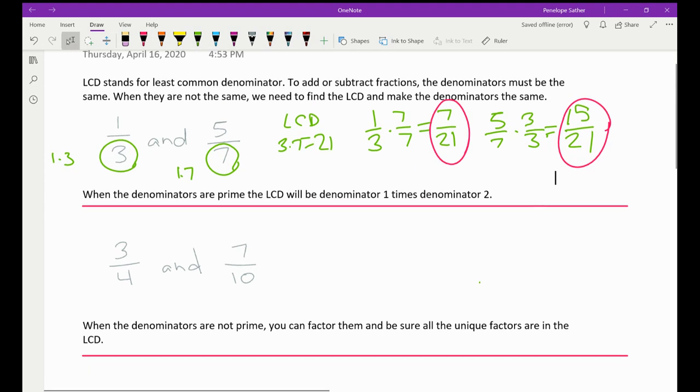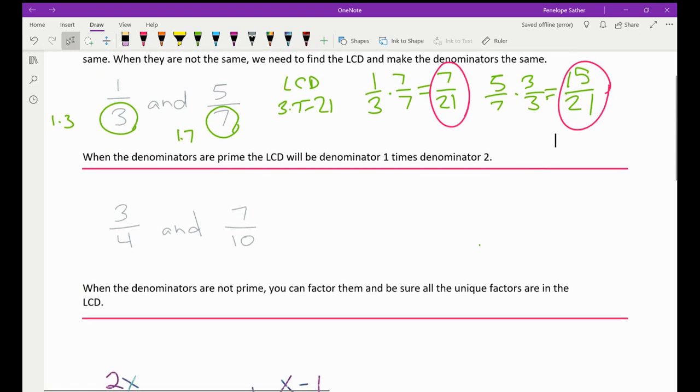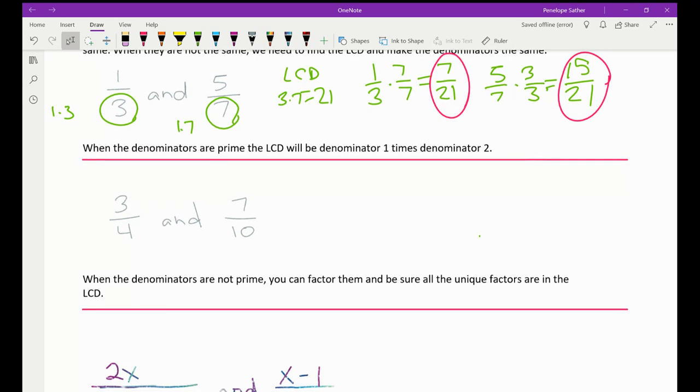going to do this again, but with a couple of fractions that are a little different. 3/4 and 7/10. So this time, 4 and 10 are not prime. There are several things that multiply together to get these terms. If you think about the number 4, you can multiply 2 times 2 to get 4. And if you think about the number 10, you can multiply 2 times 5 to get 10. Okay.